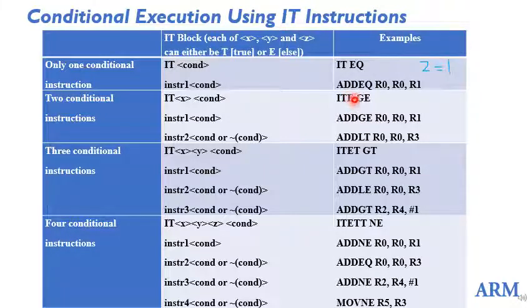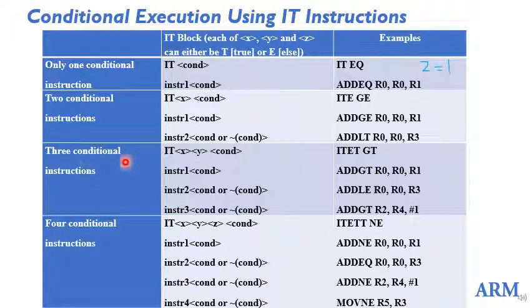So that X will be else, that is, else will be written here as E. So E, this will be the second instruction, for E in the else block, and since it is E, it should have the condition opposite to this. The opposite of greater than or equal to is less than. So that is why ADDLT R0, R0, R3, that is R0 equal to R0 plus R3.